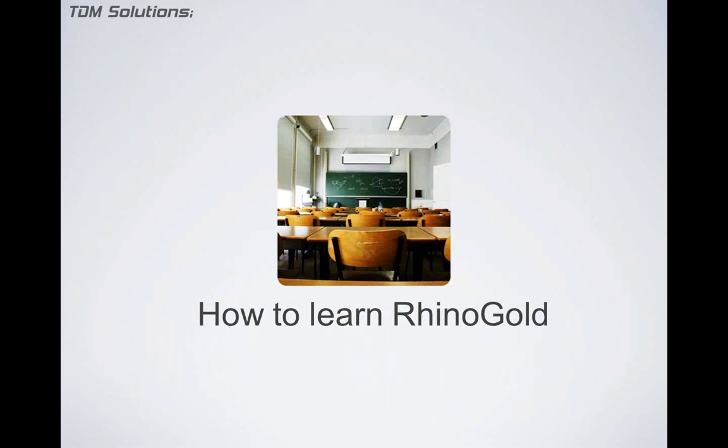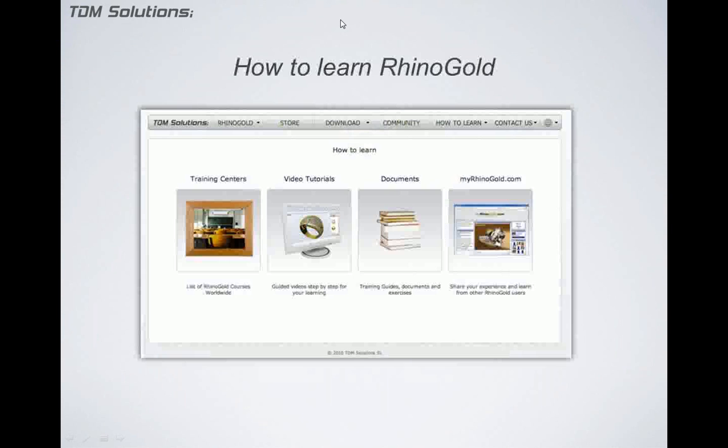Then, hi everyone. I'm going to show you what to do when you get RhinoGold. Then, there are several ways to learn how to use the software. The first thing you have to do, in my opinion, is go to the website and download the trial version. We have a trial version available for 30 days for free download. So this is my recommendation. Go to RhinoGold.com and download the trial version.